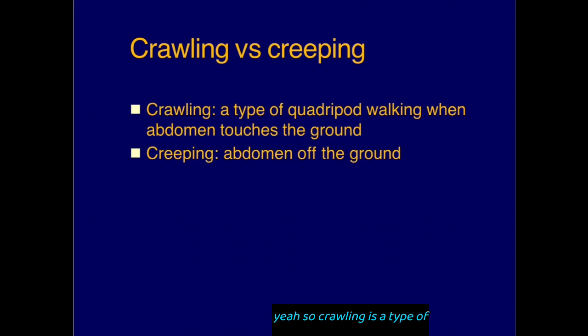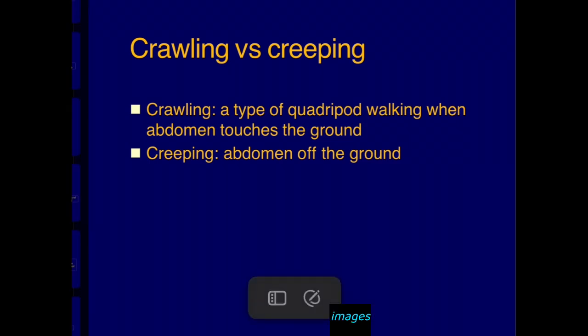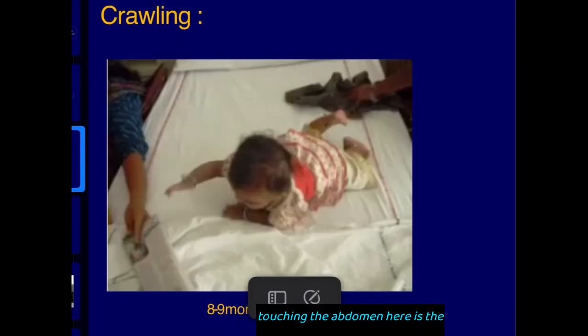So crawling is a type of quadruped. That means the baby will be using both the legs and both the hands, and the abdomen will be touching the ground. In creeping, the abdomen won't be touching the ground. So let's go back to the previous images. Now this is crawling. The baby is touching the abdomen.